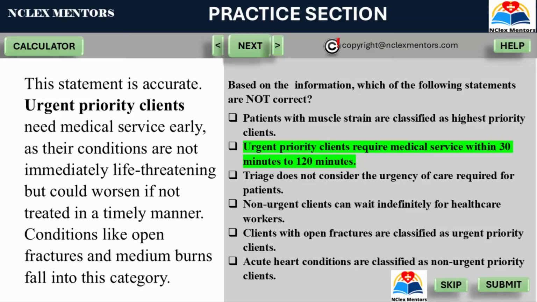Option B, urgent priority clients require medical service within 30 minutes to 120 minutes. This is correct. This statement is accurate. Urgent priority clients need medical service early, as their conditions are not immediately life-threatening, but could worsen if not treated in a timely manner. Conditions like open fractures and medium burns fall into this category.